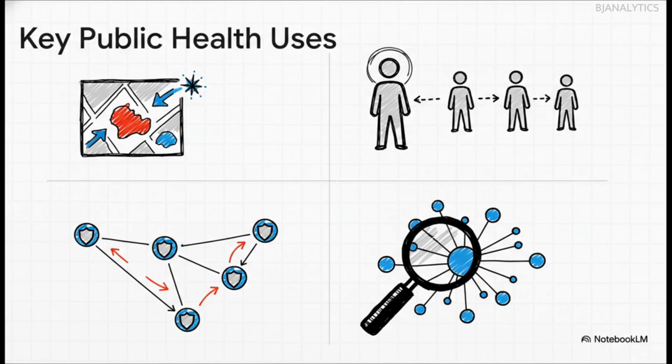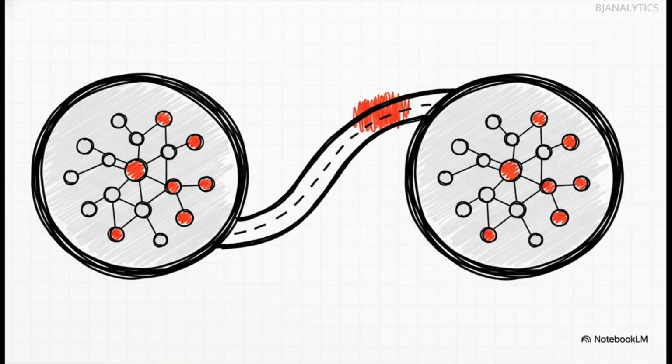These models are used every single day to do some pretty incredible stuff. We're talking about forecasting where an epidemic might pop up next, tracing contacts all the way back to find patient 0. And get this, they can test different vaccination strategies virtually on a computer before they ever roll them out in the real world. That saves time, it saves money, and most importantly, it saves lives. And these models can get way more sophisticated.